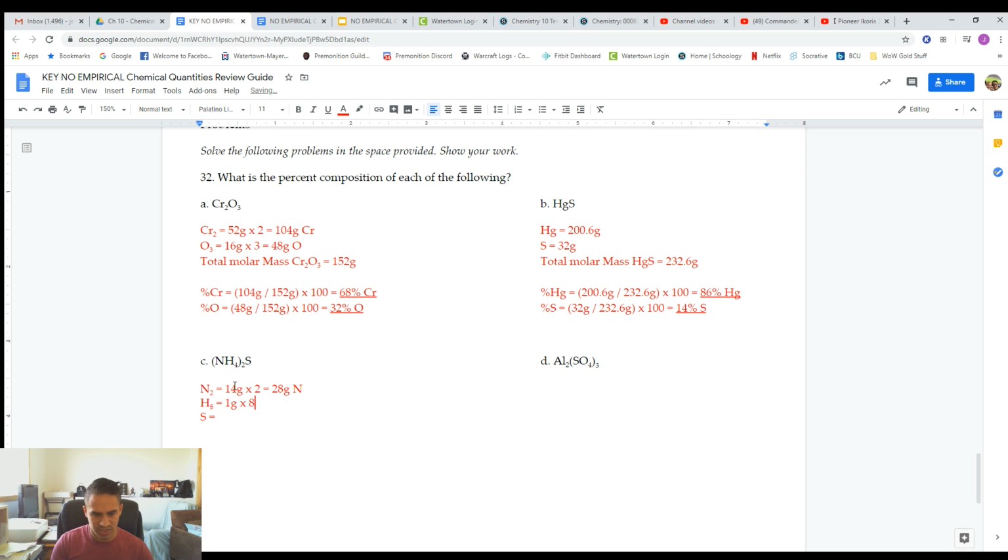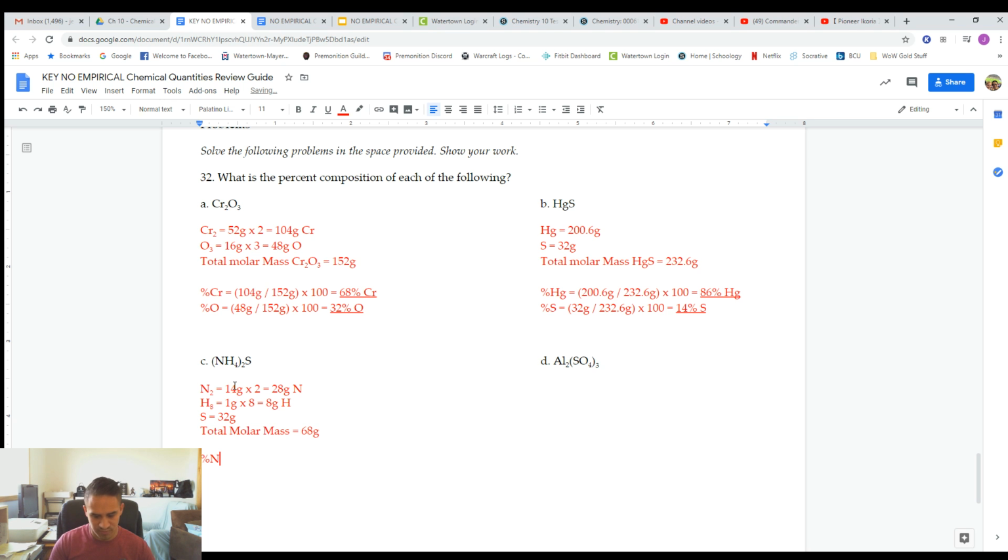Hydrogen is 1 gram apiece. We'll times it by 8 because there are 8 of them. So that's 8 grams. And then sulfur, we just looked up on the periodic table for the last one. That's just 32. So our total molar mass is going to be equal to 28 grams plus 8 grams plus 32 grams. This gives us 68 grams total.